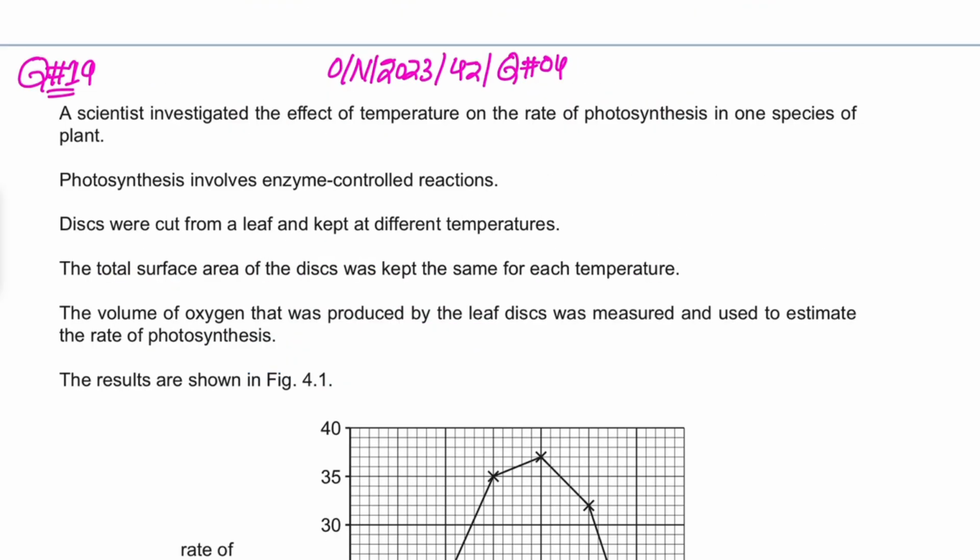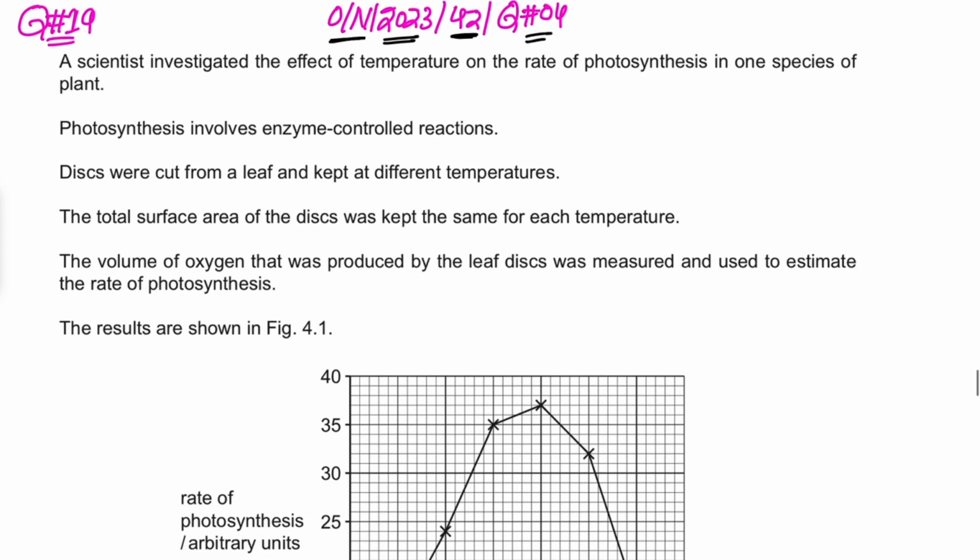If we move on toward this question that we have here, this appeared in the year 2023 of October, November, and the variant was 4.2 and the question number was 4 in your paper. Now, here what they are trying to tell you is that there are scientists and they investigated the effect of the temperature on the rate of photosynthesis in one species of plant. So we have one species of plant and we would be changing the temperature on that, and that change in the temperature is a variable that we are required to change in our investigation. So this would be acting as an independent variable for us.